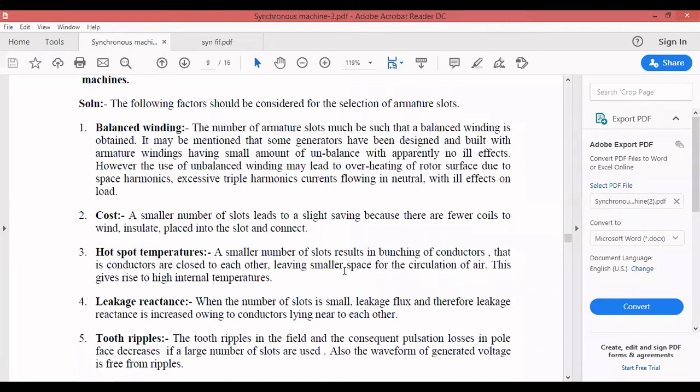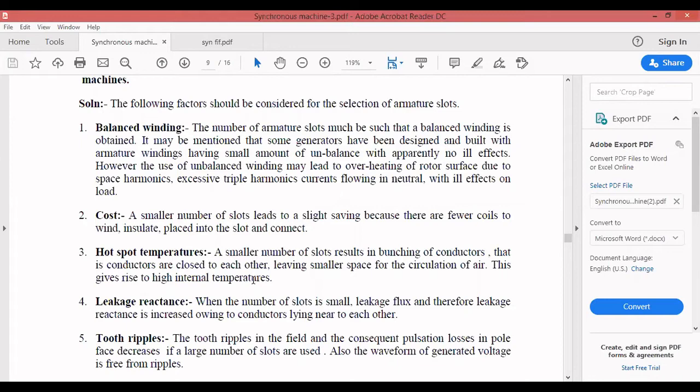Instead of placing 4 conductors in a slot in a double layer, I may place 8 conductors in a slot in a double layer. That also again depends. So if you want to cut cost, then I have to go for a smaller number of slots. As you go for a smaller number of slots, the stator dimension will reduce. Indirectly, the cost will reduce.